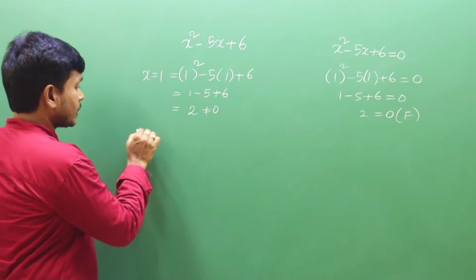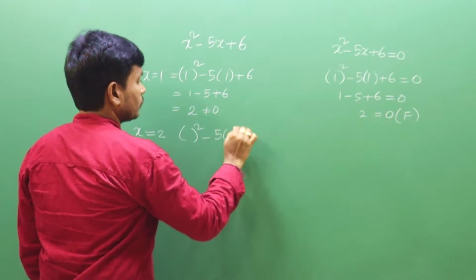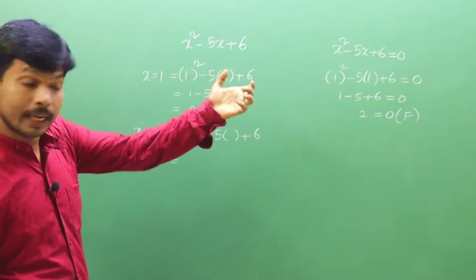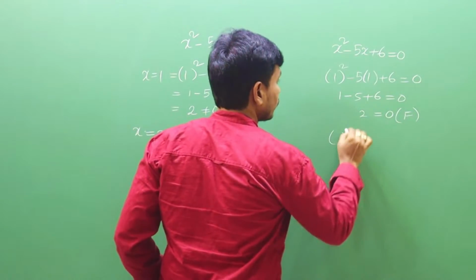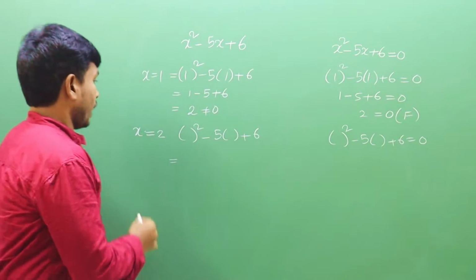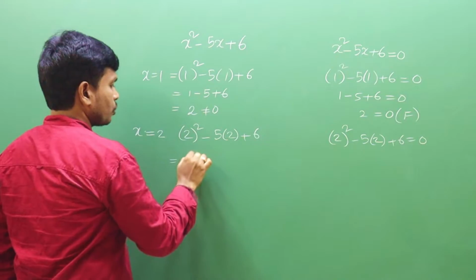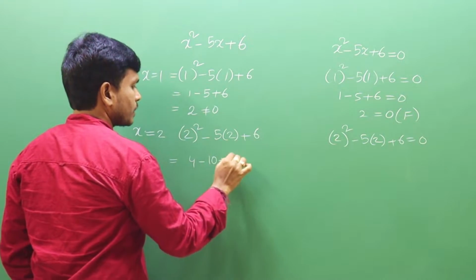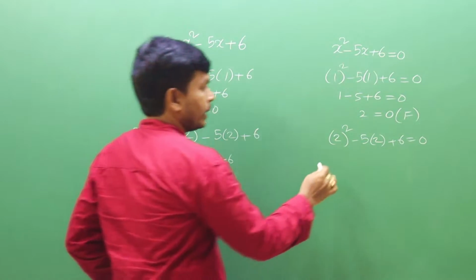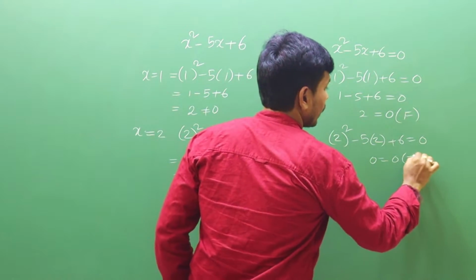Again one more value we will substitute. Take x equal to 2. Substitute 2 in the expression and the equation, in both. 2 square is 4, minus 5 twos are 10, plus 6. 4 minus 10 plus 6, what did you get? 0. And here the same calculation, 0 is equal to 0. Here you will get a true statement.